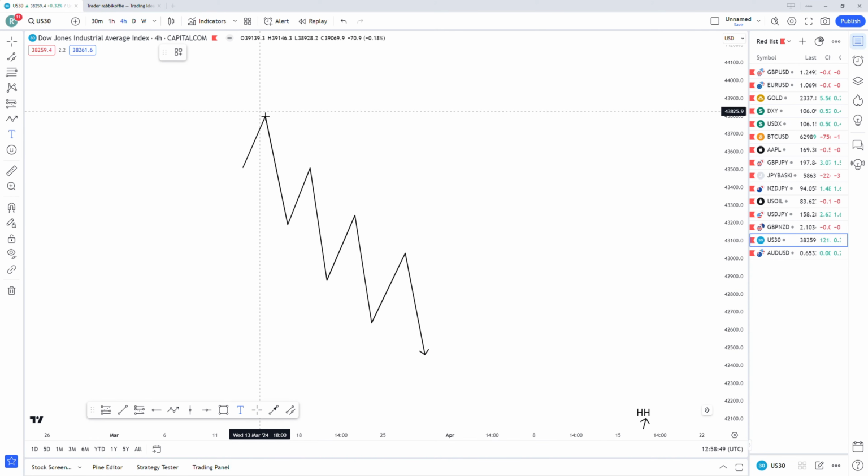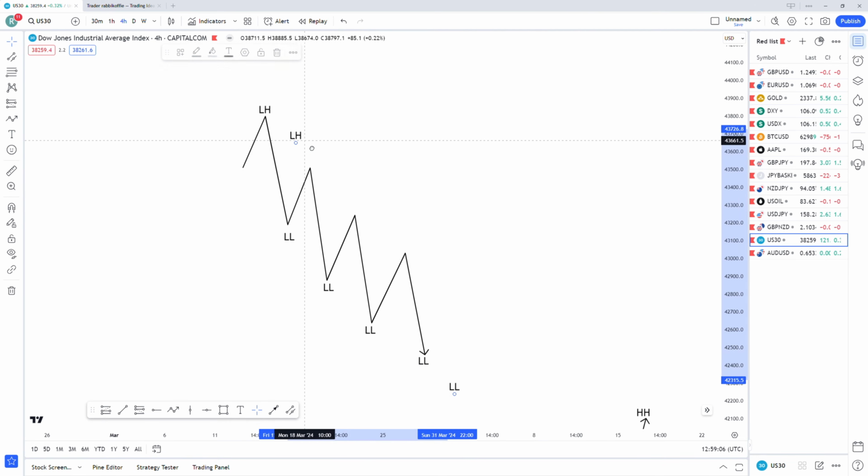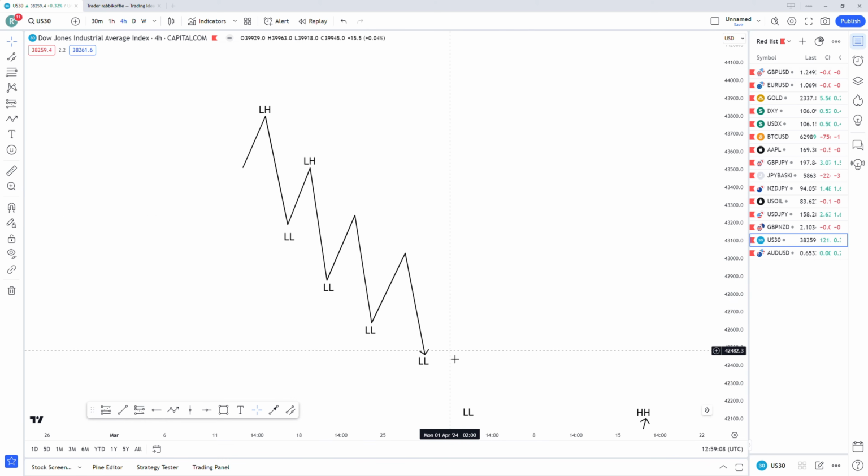So let me label that also. Lower high and lower low over here. Okay, very good. Now let me drag them and copy. I'll tell you why we call them lower high and lower low and higher high and higher low in a minute. Let me just finish labeling this and I'll tell you why we call them that.